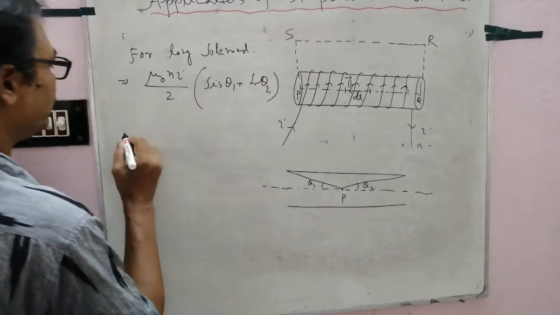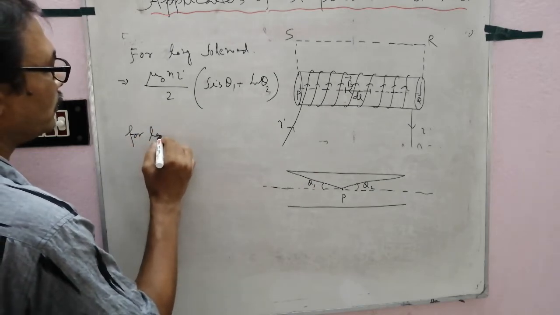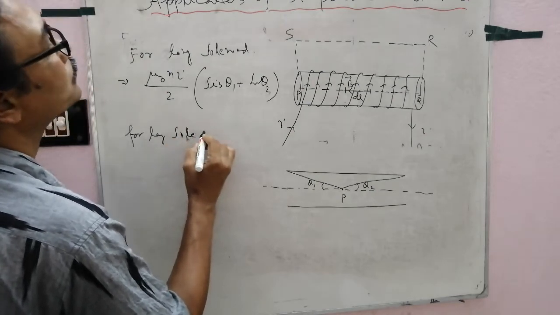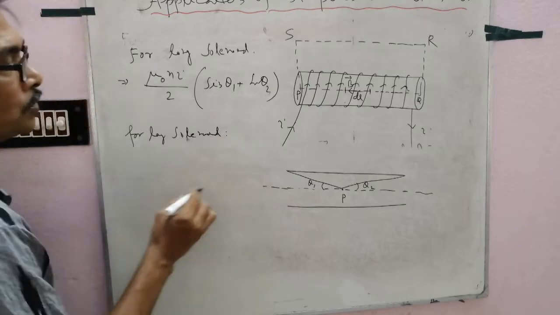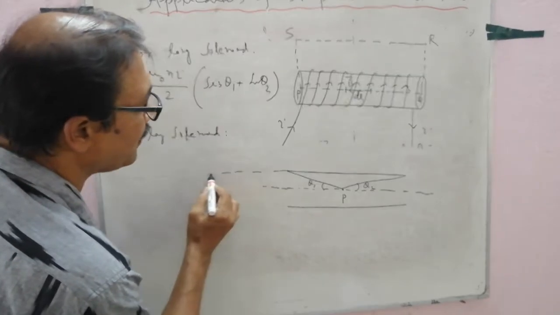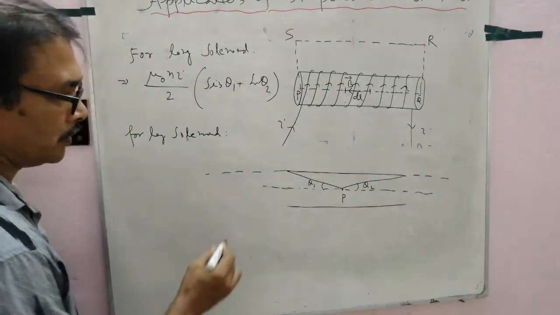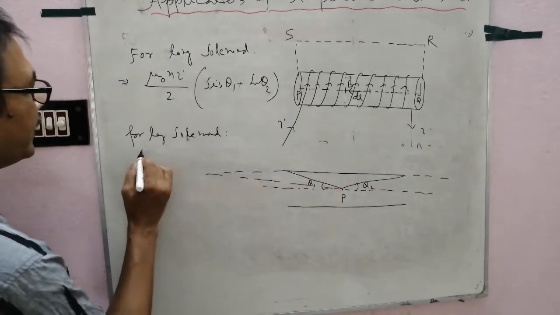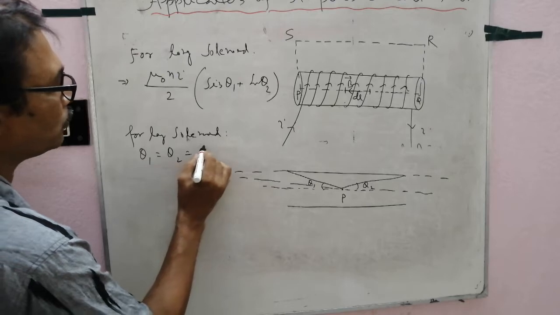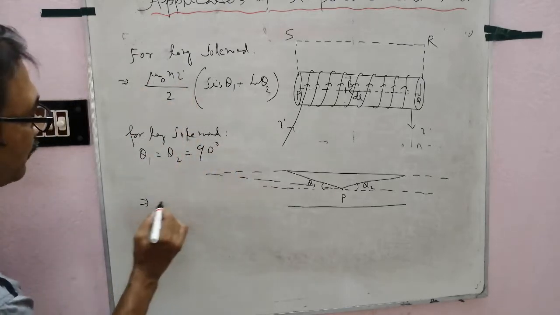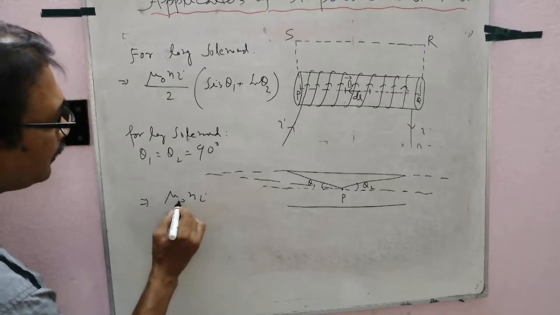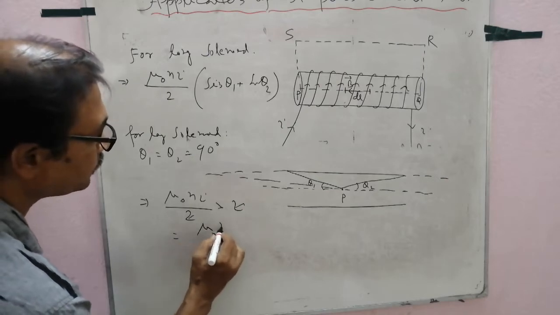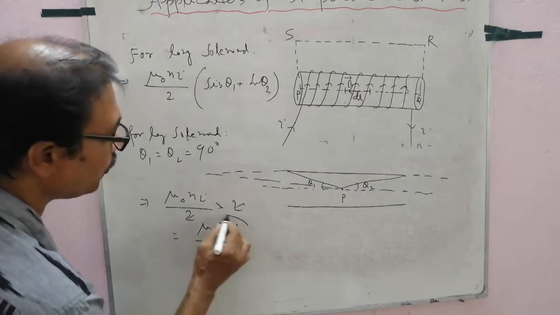For a long solenoid, for an infinitely long solenoid, we prove it. So as the solenoid gets longer, theta 1 and theta 2 tend to 90 degrees. For infinitely long, theta 1 equals theta 2 equals 90 degrees. Follow, the result will be mu 0 n I by 2 into 1 plus 1, that is 2. That result is just mu 0 n I.